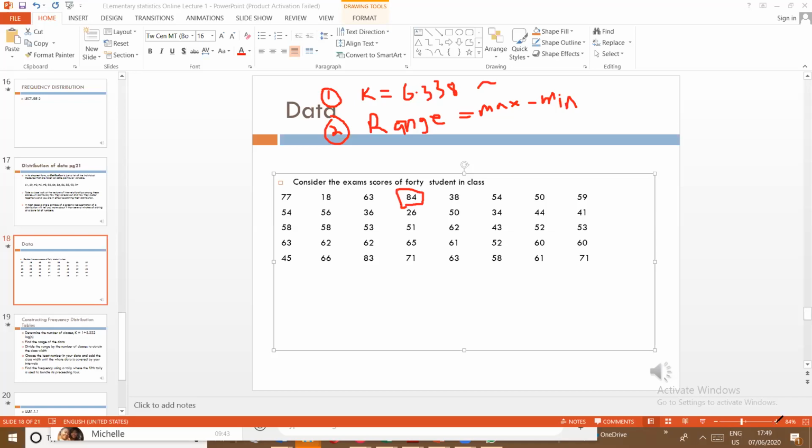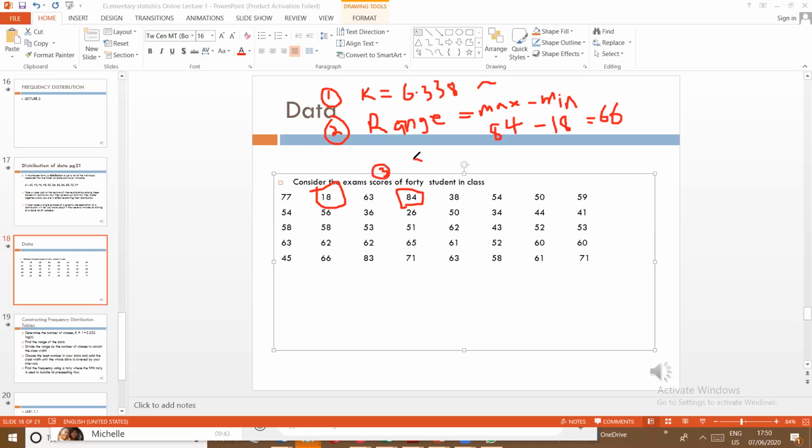Are you seeing the same? Yes, sir. 84 is the maximum, and the minimum, I think, is 18 here. So 84 minus 18 should give us what? 66. Okay. So in step 3, we are supposed to calculate the class width.